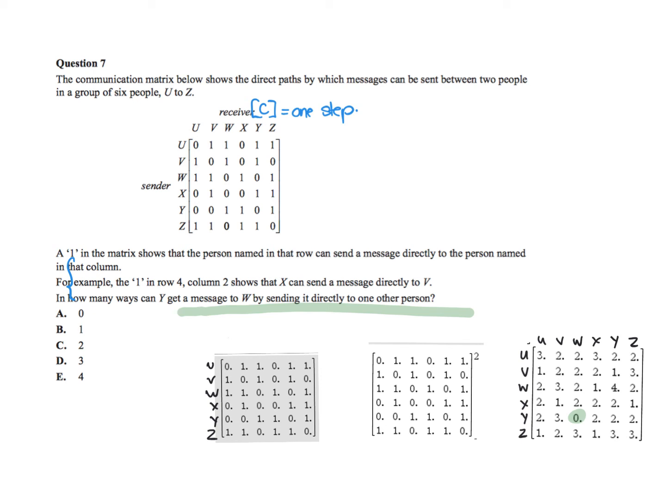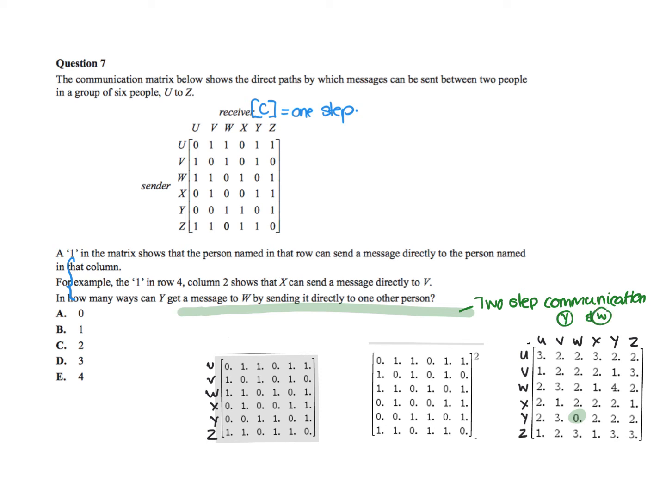It's in the question. It says, in how many ways can Y get a message to W by sending it directly to one other person? So they're going to send it to one person first, and then it'll go to W. So that is actually 2-step communications. So it's saying, in how many ways can Y... so it's the 2-step communication between Y and W.